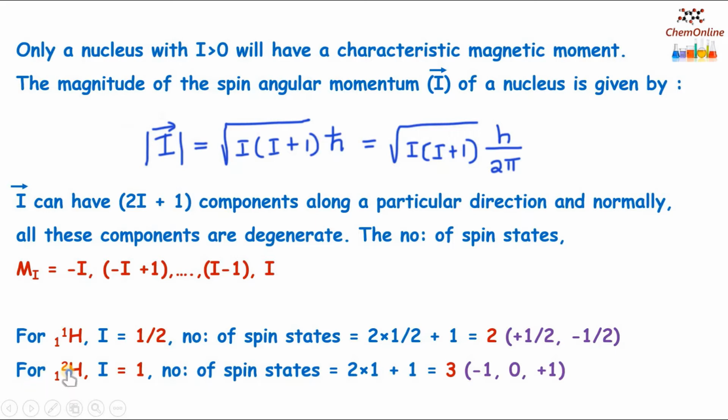Similarly, consider 1H2, a deuteron. We have I equals 1. So the number of spin states is 2 into 1 plus 1 equals 3. So that means it has 3 spin states: minus 1, 0, plus 1.